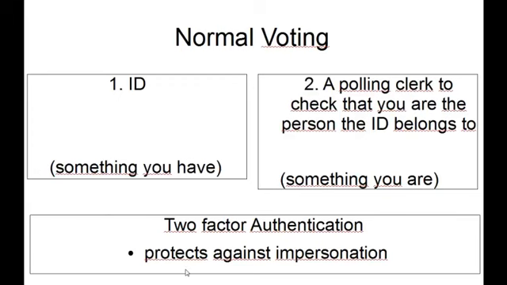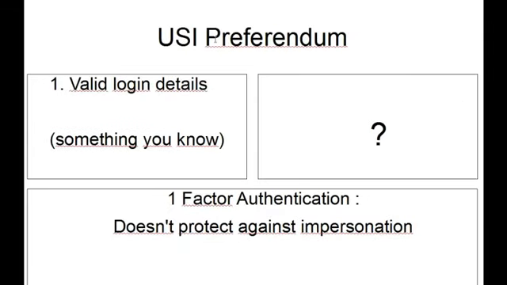So what this basically does is it protects you from being impersonated. No one can use your details to go and vote. They can't use your ID to go and vote. This is exactly what the problem is with USI system, is that this doesn't happen. So if we look at USI Preferendum, the only thing you need is valid login details. Nothing else. So if anyone has those valid login details, they can impersonate you. And that's pretty easy to do, as I've shown, and I'll show an even easier way of doing it.